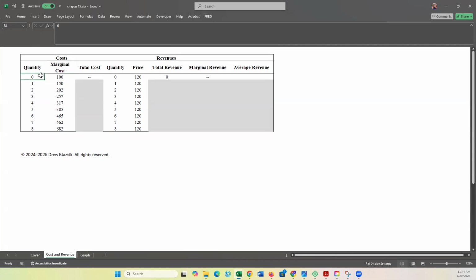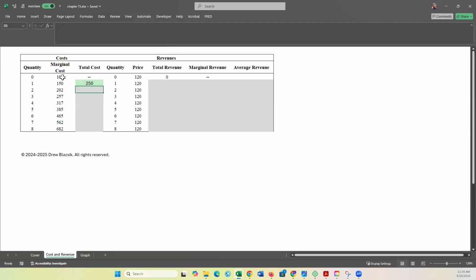If we produce zero and we have $100 of costs, what is that cost? That must be the fixed cost. If we add an additional unit, it's going to cost us 150 more to add that additional unit. So let's do the math. If we produce zero units, it's going to cost us 100, plus, if we produce one unit, it'll cost us 150 more. So the total cost must be 100 plus the 150.